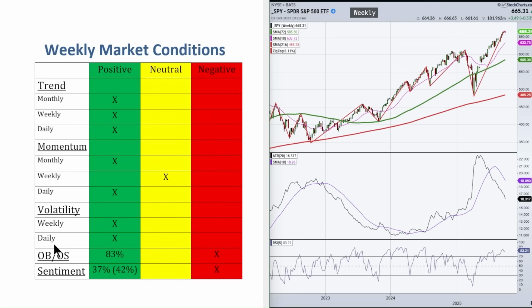Got my weekly market conditions up on the left with the chart of the S&P or the SPY on the right. But I want to quickly run through the market conditions. So the sentiment number, I use the Investors Intelligence Sentiment Survey. It dropped to 37. The bulls actually dropped off their peak this week. And so it dropped from 42 to 37 this week.